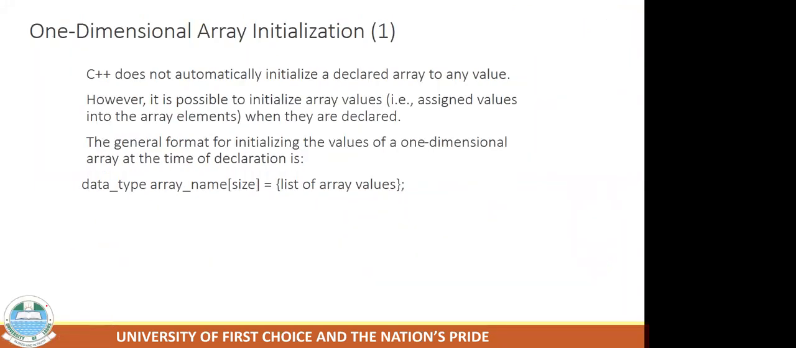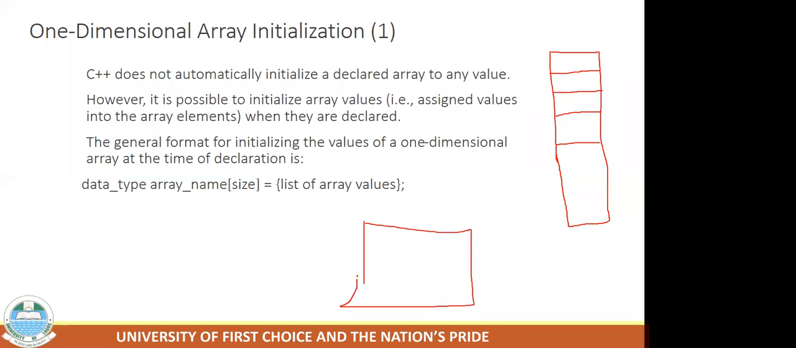Okay, let's move on. One-dimensional array initialization. What makes it one-dimensional? It means you're declaring your array just more like a vector, just in one dimension. As you move on in programming, you might have what we call two-dimension.